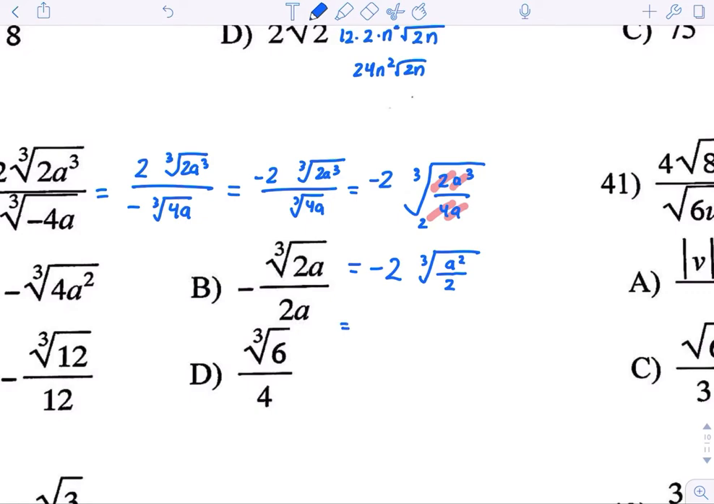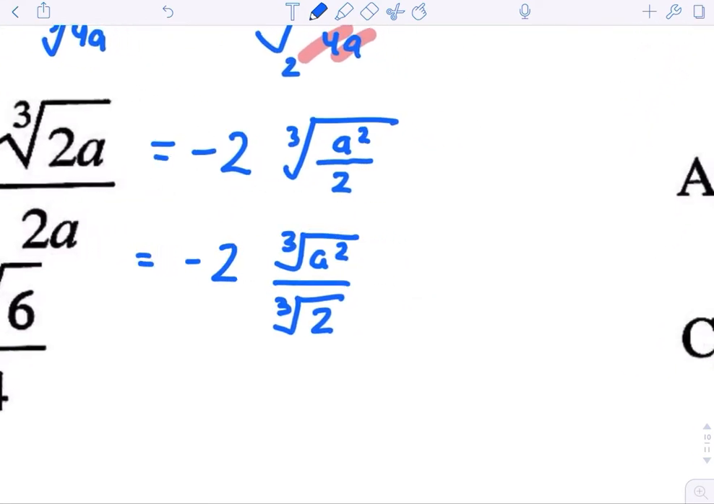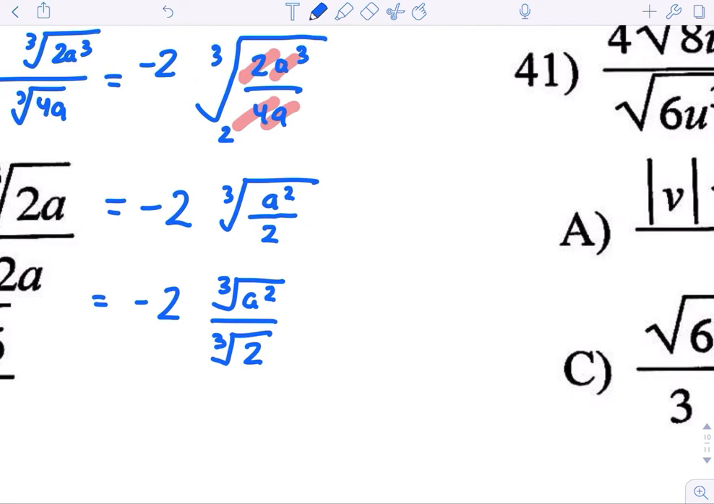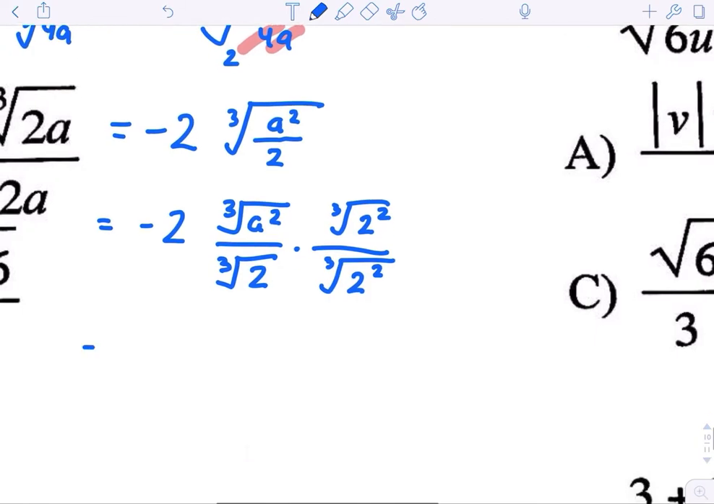Now this looks a lot easier to deal with, so negative 2. Now let's break it back up. Cube root of a to the second all over cube root of 2. Now in order to rationalize the denominator, you just have to get that 2 to be to the third power. So what we have to do is multiply top and bottom by the cube root of 2 to the second. So we'll get negative 2 cube root of, well, 2 squared is 4, so 4 times a squared is just 4a squared. And on the bottom, we're going to get the cube root of 8.